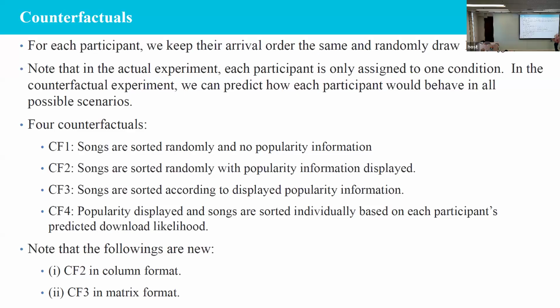So we conduct 4 different experiments. One is songs are sorted randomly and there's no popularity information. Another one is songs are sorted randomly but with popularity information displayed. The third one is songs are sorted according to the displayed popularity information. And the last one is we're able to sort the songs individually based on each participant's predicted download likelihood. So that's something we're going to try to do.